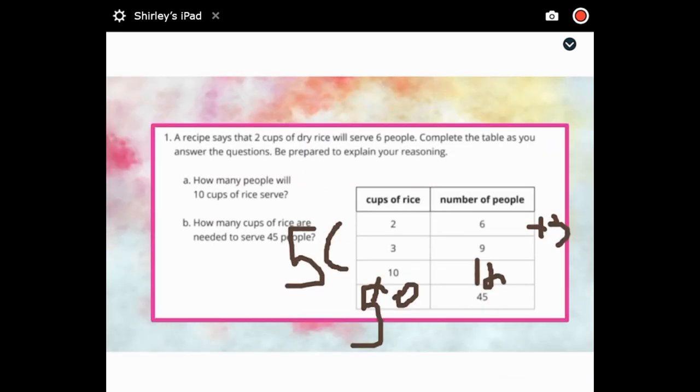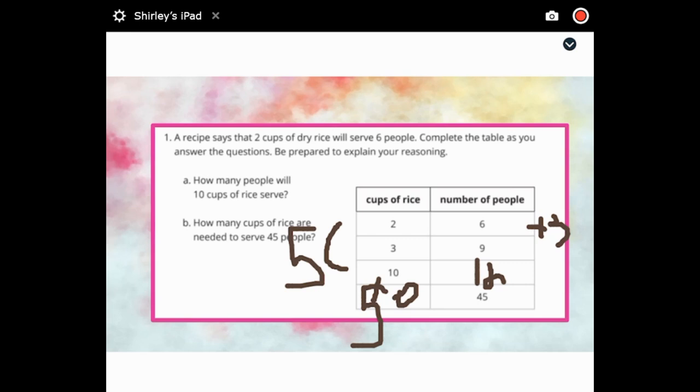So again, we can find our scale factor there. So we can see on the left side that we noticed that 2 times 5 gave me 10. So then over here, if I do the same thing, I want to make sure I'm doing 6 times 5 to get my answer over here. Okay, we have to make sure we're using that same scale factor. But again, in Unit 2, we're trying to stay away from the scale factor stuff.